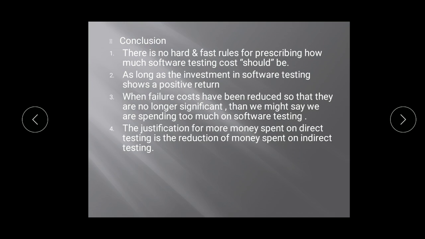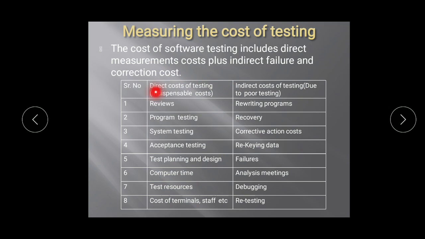When failure costs have been reduced so that they are no longer significant, we might say we are spending too much on software testing. So if failure cost is reduced and testing is still taking a longer time to complete, then we say it's taking a lot of money. The justification for money spent on direct testing is the reduction of money spent on indirect testing. So as I said, the justification for direct cost can fall short if we do not invest in indirect cost, so that the direct cost does not fulfill the needs.